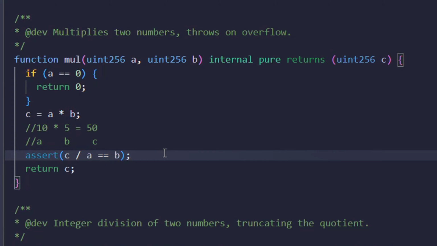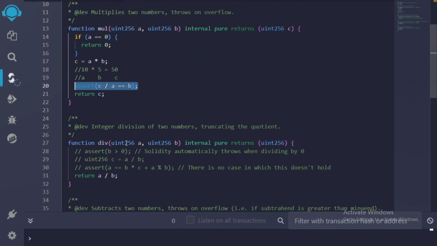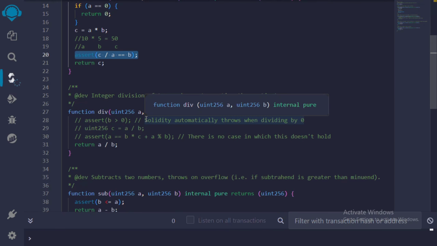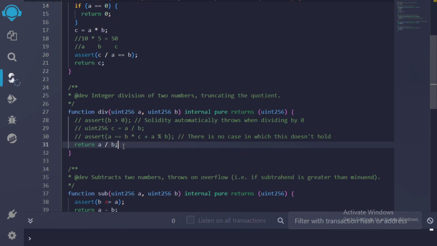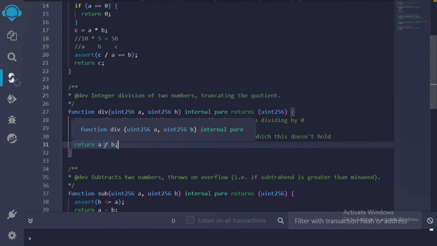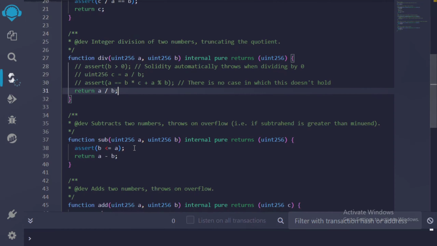Then if this condition was satisfied, was okay, then we are going to return c. So we are going to move over to division. Division doesn't really have much: return a divided by b. There is not much of a hassle in division.